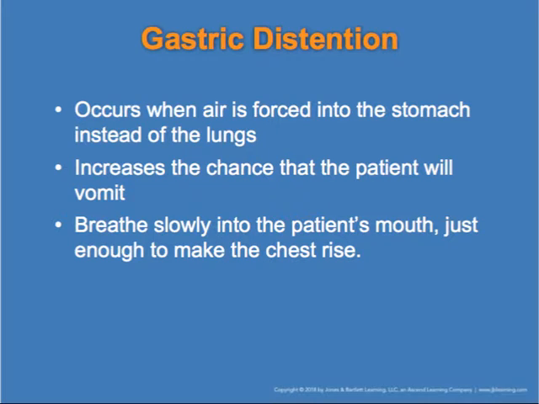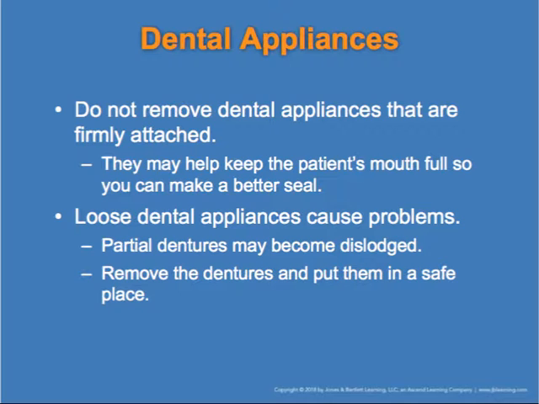Gastric distension occurs when air is forced into the stomach. It increases the chances that a patient will vomit. Breathe slowly into a patient's mouth and just enough to make the chest rise.